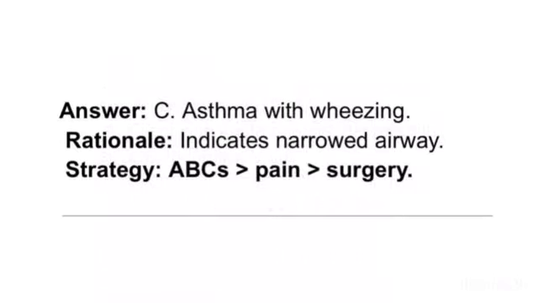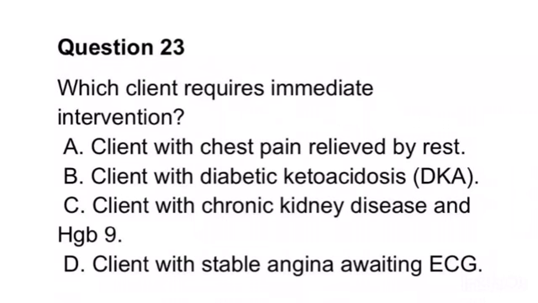Question 23. Which client requires immediate intervention? A. Client with chest pain relieved by rest. B. Client with diabetic ketoacidosis, DKA. C. Client with chronic kidney disease and hemoglobin 9. D. Client with stable angina awaiting ECG. Answer: B. DKA. Rationale: life-threatening metabolic crisis. Strategy: acute and unstable over stable and chronic.